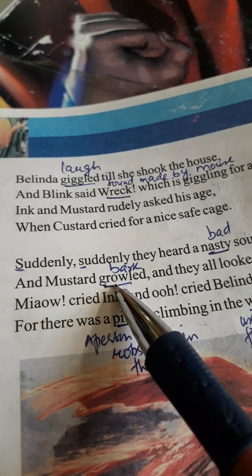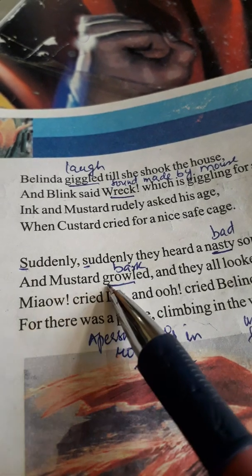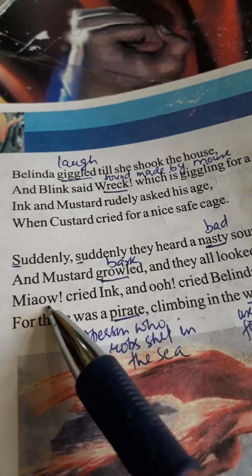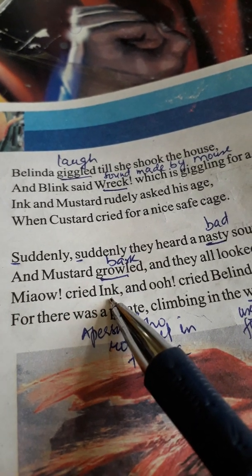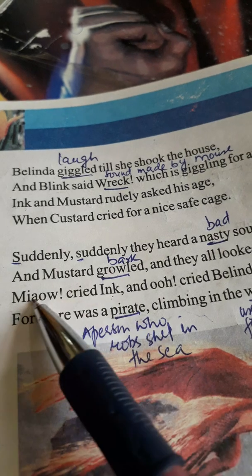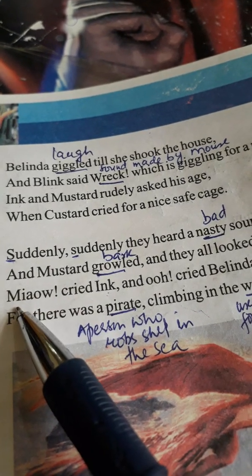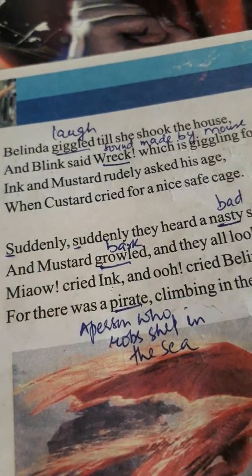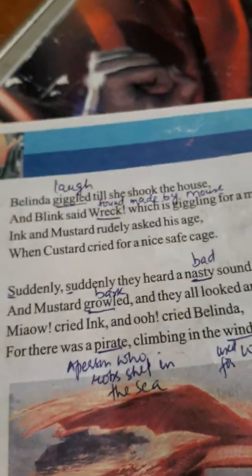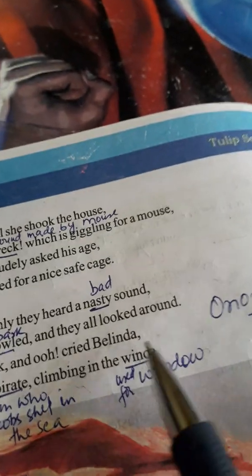The dog growled, and meow, cried Ink. So the little Ink cried meow. This poetic device we call onomatopoeia. Another poetic device is poetic license.